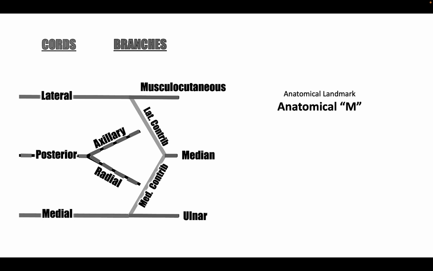One of those landmarks is the anatomical M, which is actually the portion that I called the sum sign earlier when we were drawing it, made up of the musculocutaneous nerve laterally, the ulnar nerve medially, and the medial and lateral contributions that make up the median nerve in the center. This forms an M called the anatomical M.